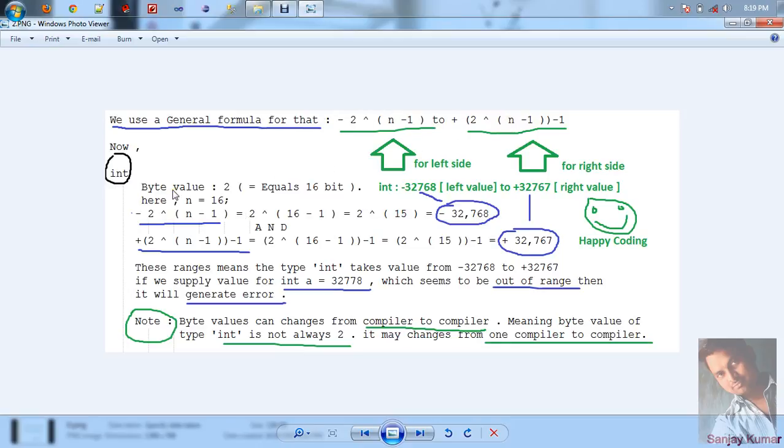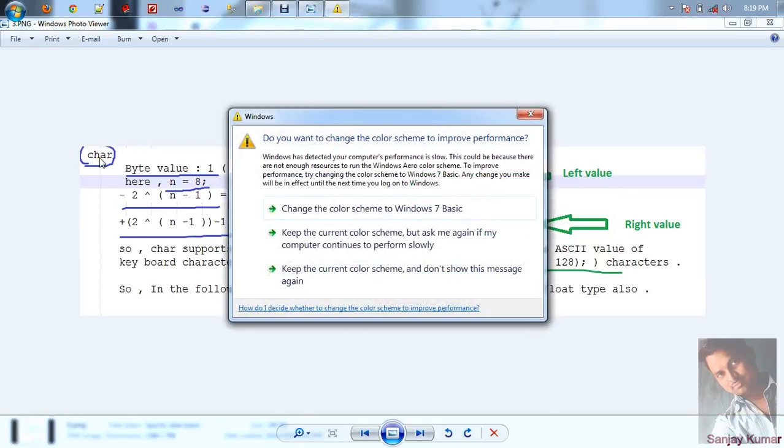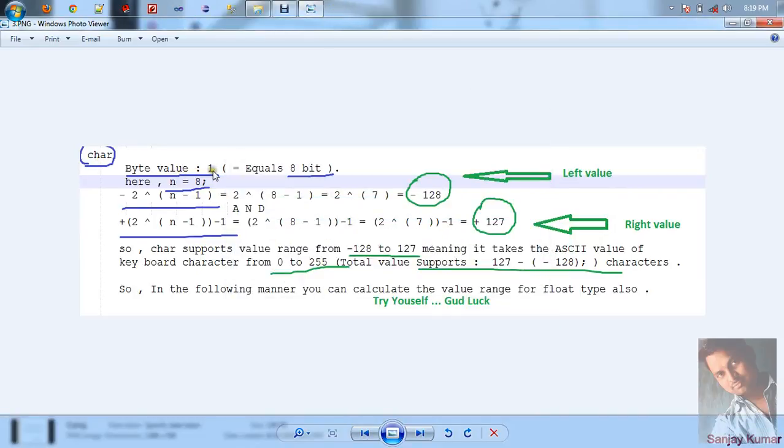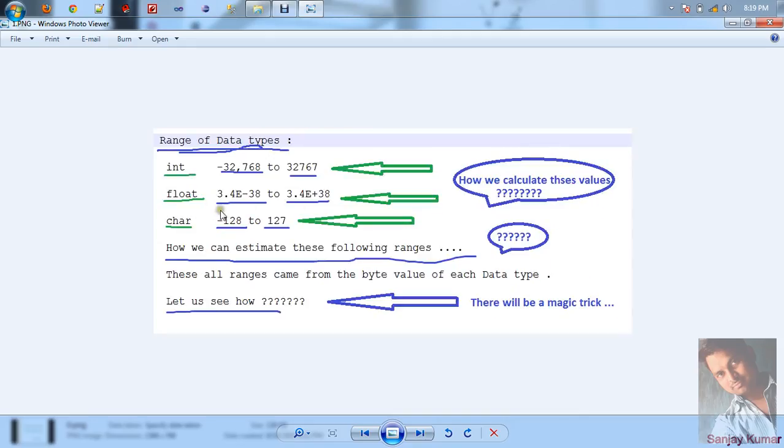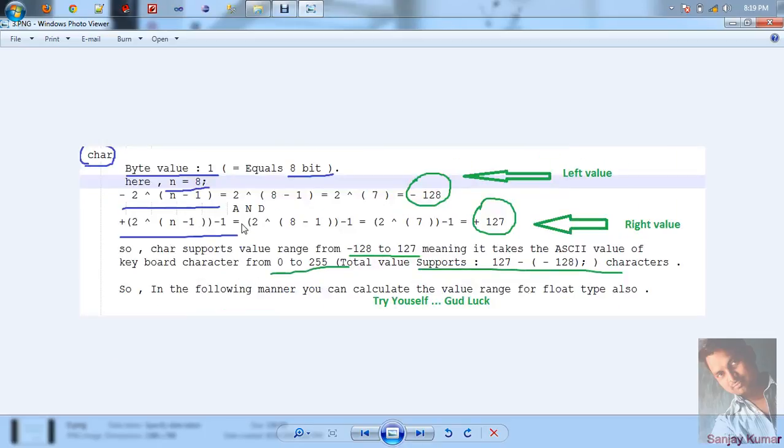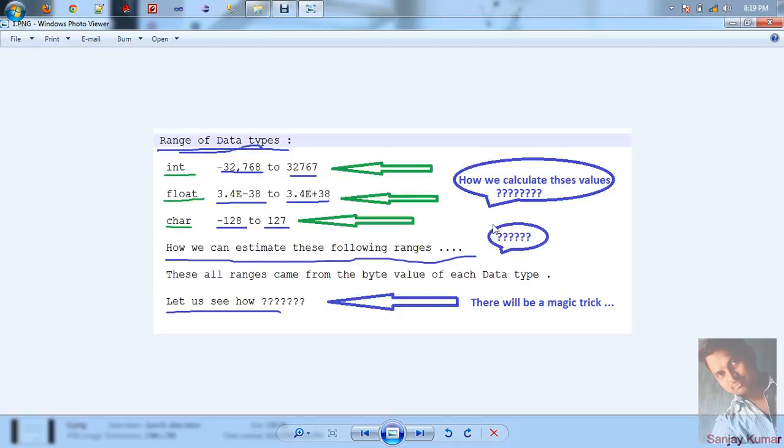Now have a look at another data type, that is character, char. As we know, the byte value of char is 1, which is 8 bits. Here n equal to 8, and for the negative range the formula is -2 to the power n minus 1. Here n is 8, so 8 minus 1 is 7. -2 to the power 7 is equal to -128, which is the left value. For the positive value, the formula is 2 to the power n minus 1, the whole value minus 1, with n equal to 8: 2 to the power 7 is 128, and 128 minus 1 equals 127, which is the right value of characters.